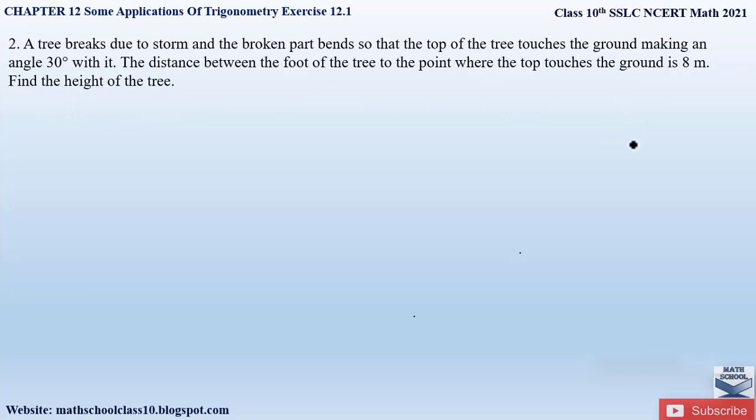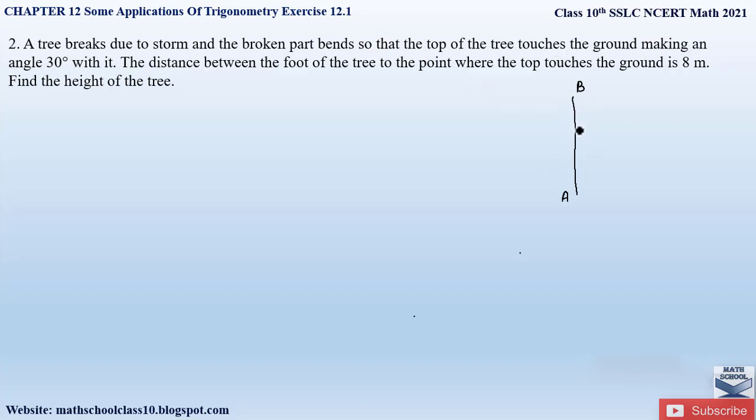So now let us draw the figure according to the question. A tree breaks down due to a storm. So we have a tree. Let us name this tree as AB. Okay, so this tree breaks and the broken part bends so that the top of the tree touches the ground, making an angle 30 with it.